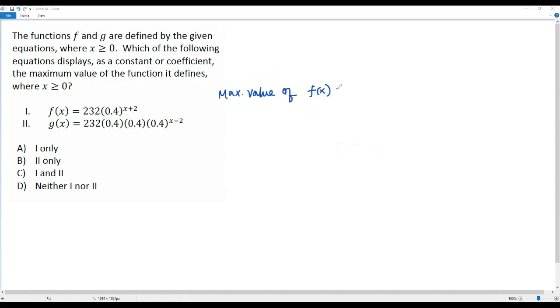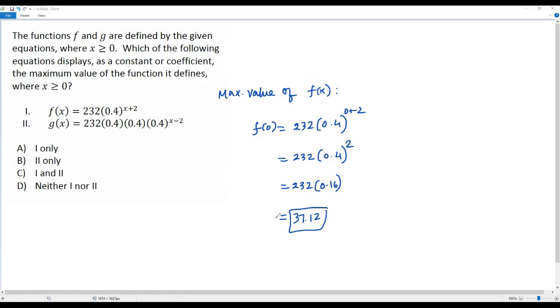Now let's get the maximum value of f of x. Let me write it over here. That is f of 0, which is equal to 232 times 0.4 to the power of 0 plus 2. 0 plus 2 is just 2. Then we get 232 times 0.4 squared, which is 0.16. Now let me multiply 232 and 0.16. Then I'm getting 37.12. So this is the maximum value of the function f of x.